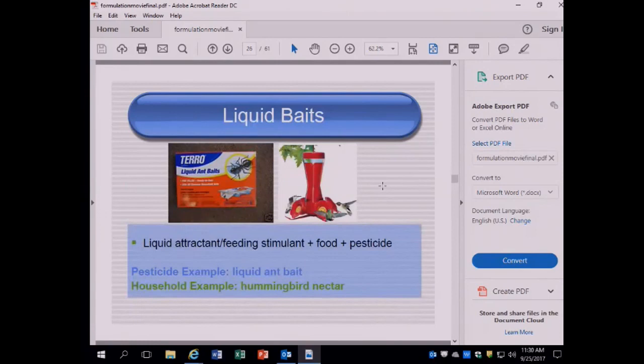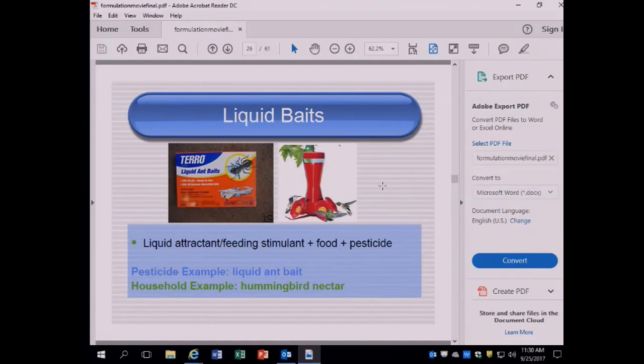How many of you use hummingbird feeders? Used to. You do? Used to. Then the ants and the squirrels took over. The ants and the squirrels took it over. I understand ants. I'm surprised squirrels did it.